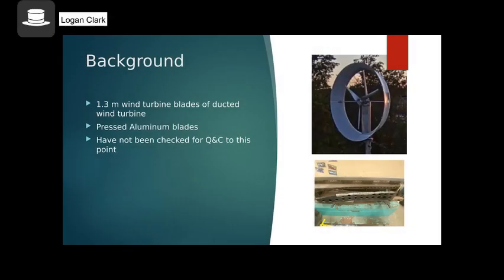To start with a little background, for our experiment, we analyzed the 1.3 meter long wind turbine blades of a ducted wind turbine as shown in the top right image. The blades are made of aluminum and are pressed using the jig pictured in the bottom right. The reason for our testing was because up to this point, the blades had not yet been tested for QC.